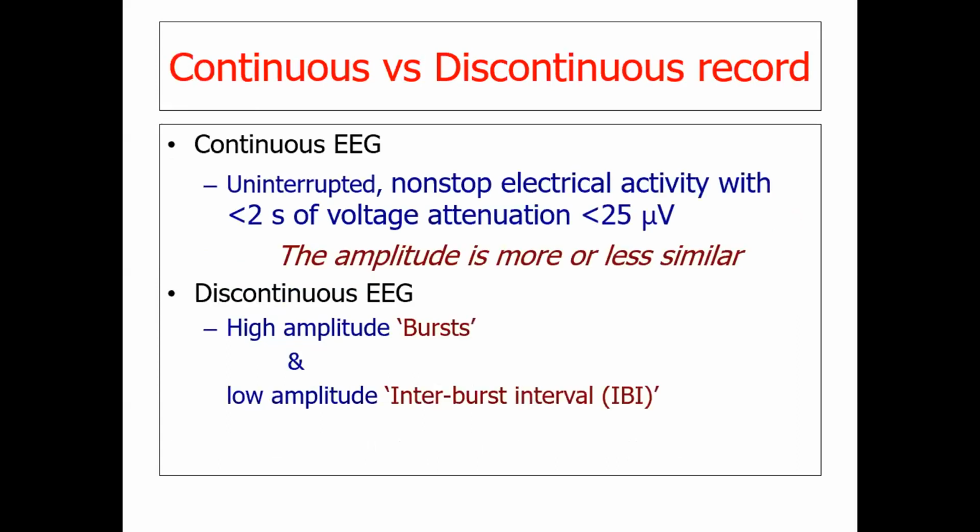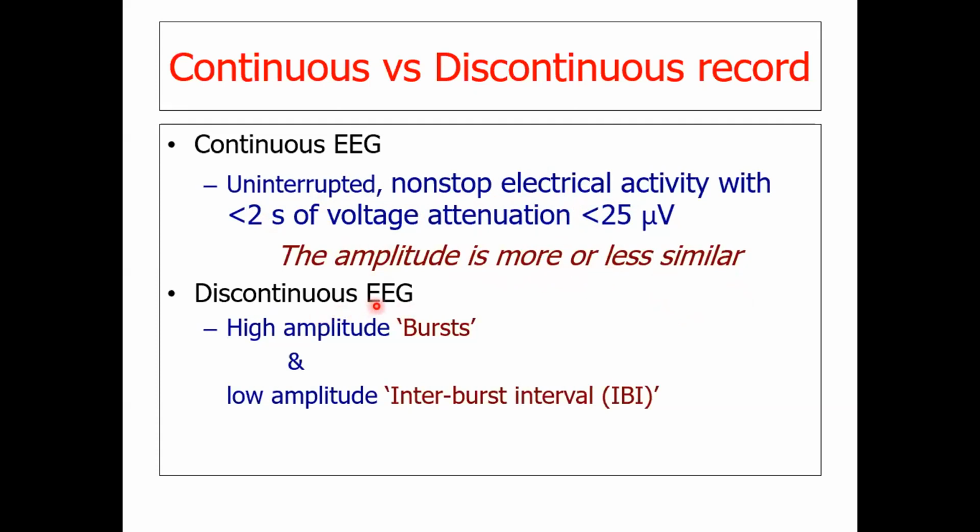So now going to the terms. A word which you will hear very commonly in neonatal EEG is continuity, continuous and discontinuous. So what is this continuous EEG? Continuous EEG is basically a record which, when you see without using any gadget, just a visual impression, the amplitude throughout the EEG record is more or less similar. The waves have non-stop electrical activity with at least less than 2 seconds of voltage attenuation. This is a term which you may not remember as far as initial practice is concerned. So this is an EEG record where the amplitude throughout the record is more or less similar.